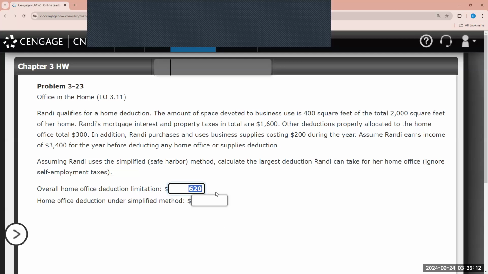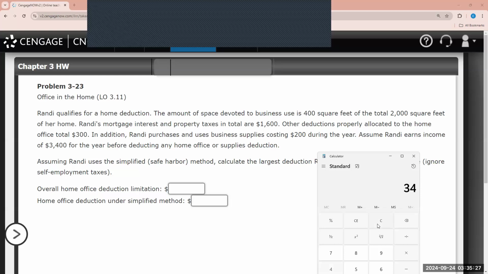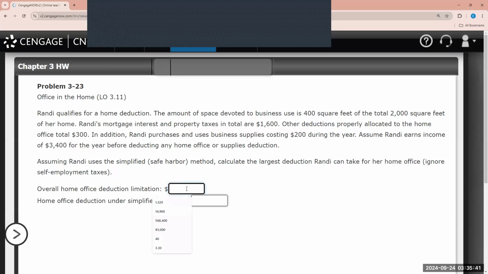Let me understand this question properly. Sorry, I'm looking at the question wrong. So 620 would essentially be the home office expense, but it's asking us for the overall home office deduction limitation. As we calculated previously, the 3,400, which represents the income earned, minus the $200, that's considered a regular expense, for lack of a better word. So it would not be considered in a home office. So the overall home office deduction limit would be $3,200. We just calculated that the home office expense is 620, so Randy would be able to claim the full 620 because there's no limitation.